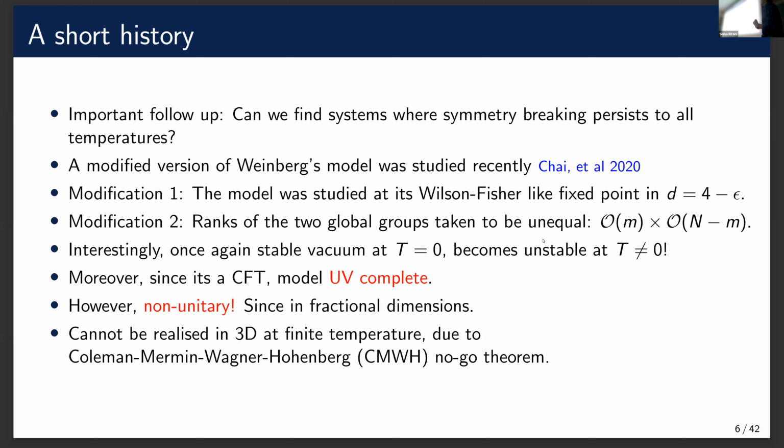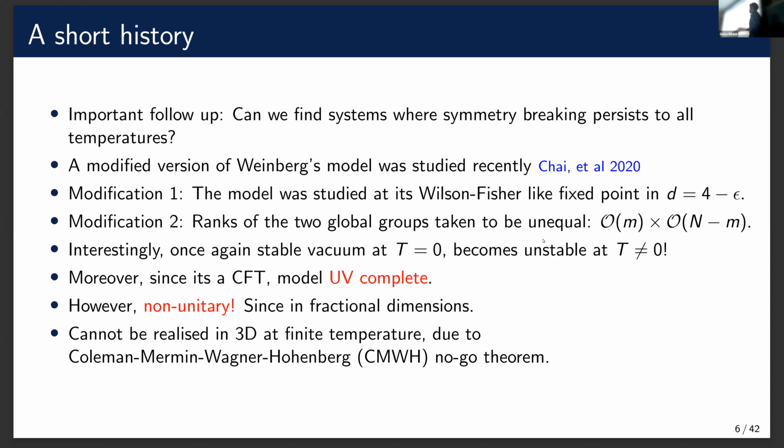The second modification was that they considered 2 global groups again, but they took the ranks to be different. The initial model of Weinberg had an ON times ON set of fields, but now they considered one field which was a fundamental of OM and the other which was a fundamental of ON minus M. With this, they showed that they can repeat what Weinberg had achieved: when you increase the temperature to some non-zero value, the symmetry again breaks.